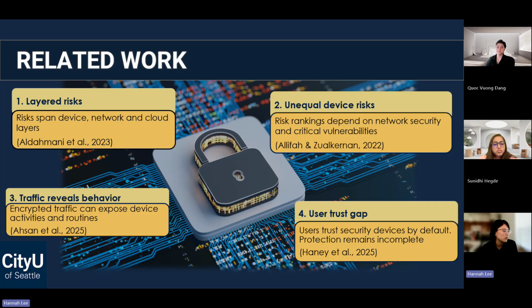Third is traffic can reveal behavior. Hassan and colleagues demonstrate that even encrypted traffic can reveal device behavior, which means camera usage can leak sensitive information through traffic patterns alone. And finally, the user trust gap. Haney et al. in the NIST survey shows that users often see security devices as secure by default, but their protective actions are inconsistent. So these studies show that smart home cameras face technical, privacy, and user behavior risks, which supports the need for a research-based homeowner checklist.